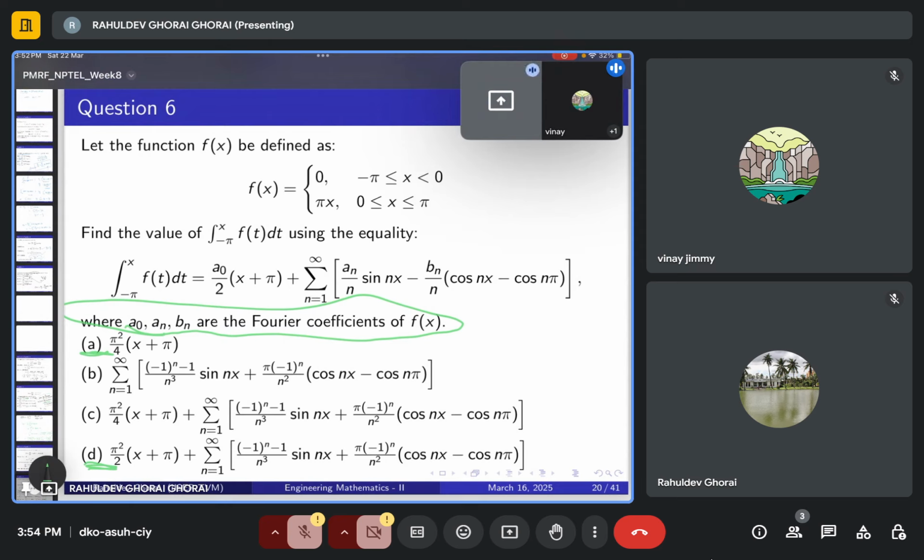And then if you can find out whether an is 0 or not, you are done. If you can show that an is not 0, then it should be equal to this, and then you can show that D is correct. If an is 0, then you have to find out bn also. You don't need to find bn, you can say that option A is correct. So that's how we can easily do these multiple choice questions.